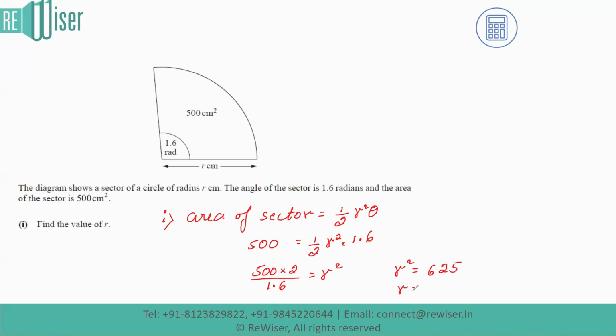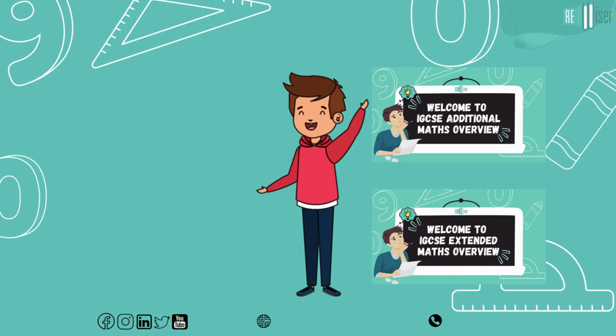In that case, the value of r is the square root of 625. Yes, of course, whenever the square goes to the other side, it becomes plus or minus, but we are talking about a radius, and a radius cannot be negative. So that's why it's only the positive square root of 625, which is just 25 centimeters. And this is the right answer for this sum.